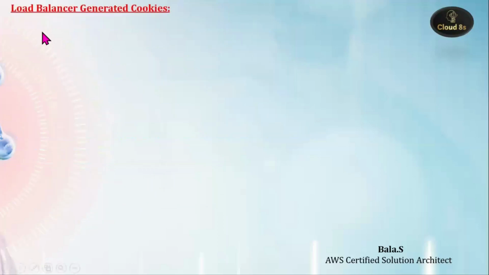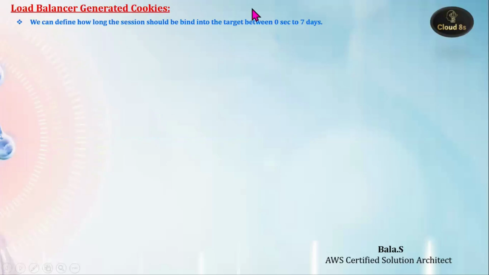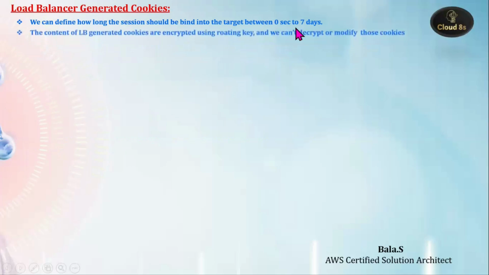The first one is load balancer generated cookies. This is the default one, managed by AWS. Whenever we enable load balancer generated cookies, AWS takes care of it by default. We can configure the session duration from 0 seconds to 7 days, depending on our requirement. When we enable that cookie, it will be encrypted by default by AWS based on the routing key, and we can't decrypt or edit anything at the cookie level. As I mentioned, this is managed by AWS. We can only configure the duration.